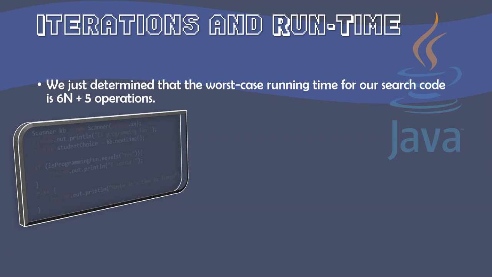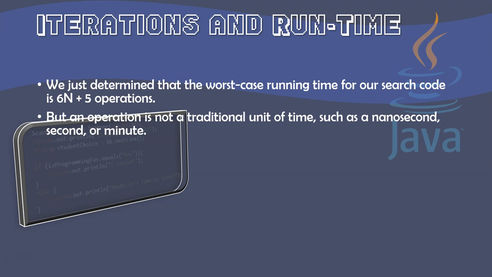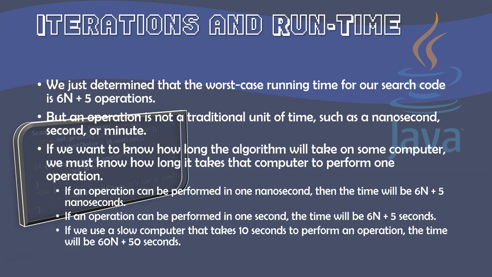Now, we just determined that the worst case runtime for our search code is, of course, 6n plus 5. But an operation is not a traditional unit of time, such as, let's say, a nanosecond, or even a second, or a minute. If we just want to know how long the algorithm is going to take to compute, we need to know how long it takes that computer to perform an operation. It kind of goes back to that earlier question of asking your programmer, how long does it take for your program to run? So if an operation can be performed in 1 nanosecond, then the time will be 6n plus 5 nanoseconds. If an operation can be performed in 1 second, well, it's 6n plus 5 seconds. If it's, let's say, a really slow computer and it takes 10 seconds to perform an operation, then the time would be 60n plus 50 seconds.